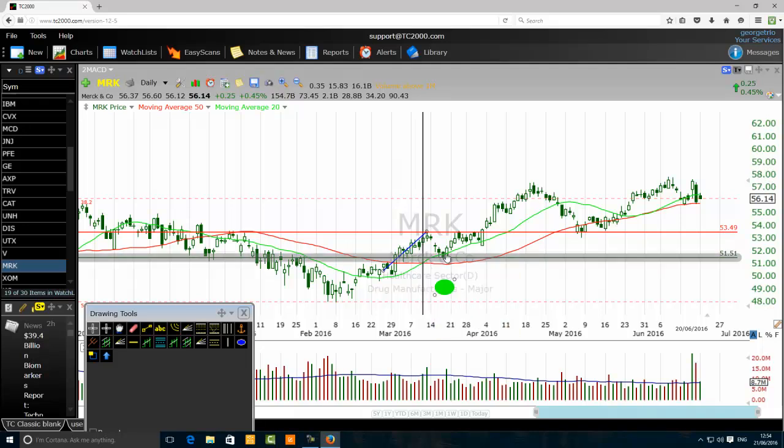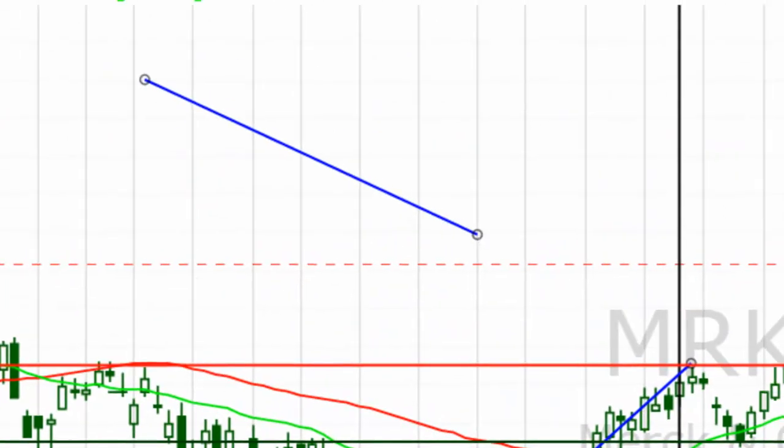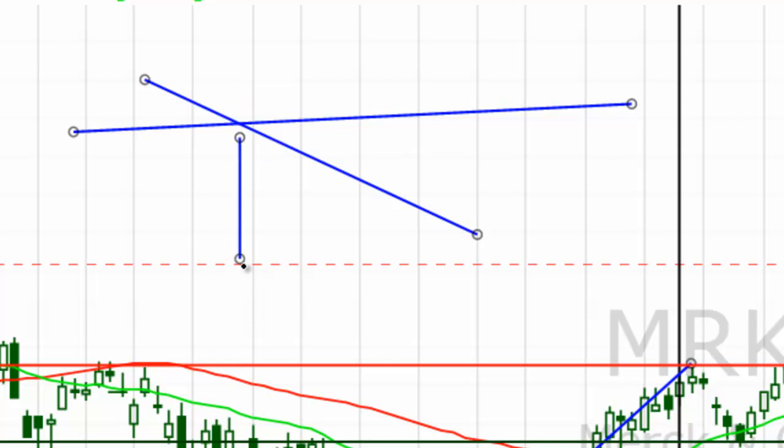20 going above the 50. The opposite is also true in a downtrend, when the moving average 20 is below the moving average 50. What usually takes place is that the price will already go down to a support level. So the price will already be at a support level.